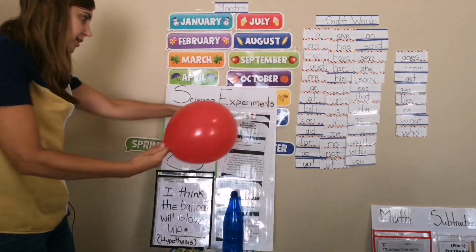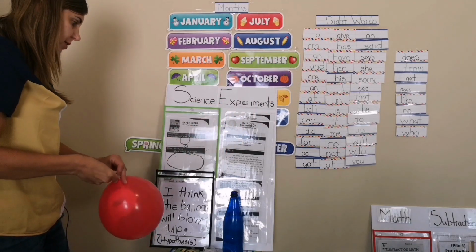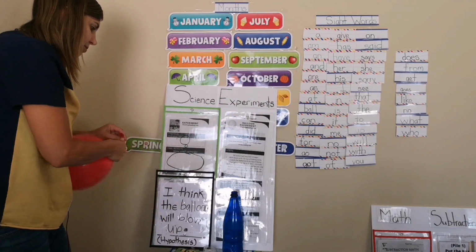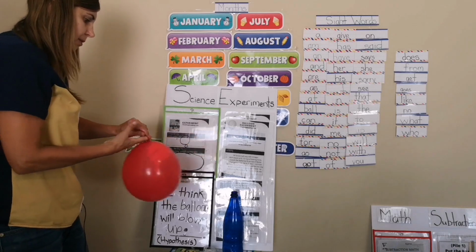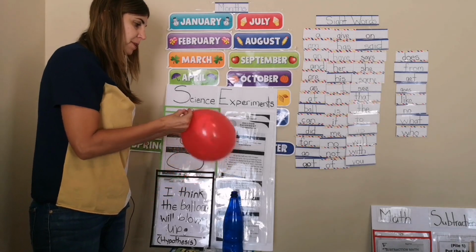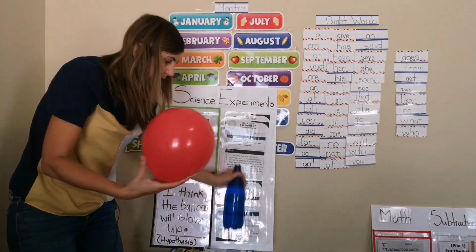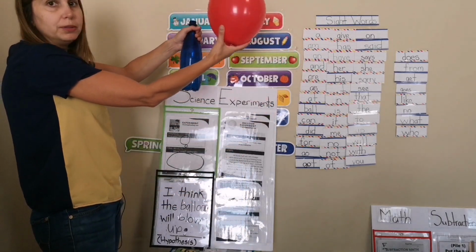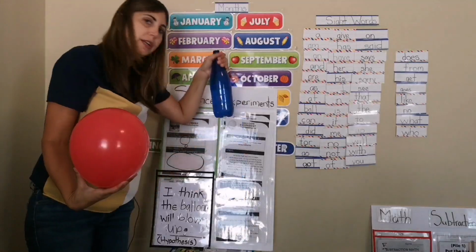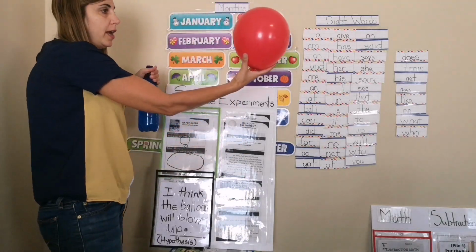Isn't that cool? That's the balloon experiment. So then I would write what happened. I was right. My balloon blew up from the experiment. There's some baking soda still in here, but the vinegar blew up my balloon. Isn't that cool? So that's vinegar in a bottle and a balloon.